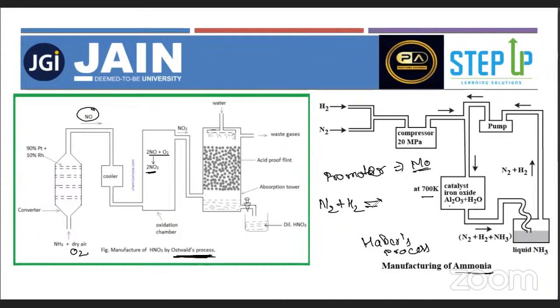We write it like this. This is a reversible process. If you try to balance, it will be N2 plus 3H2 giving 2NH3. This is basically Haber's process: 20 megapascal, 700 Kelvin. The catalyst is iron oxide, and the promoter is molybdenum here.